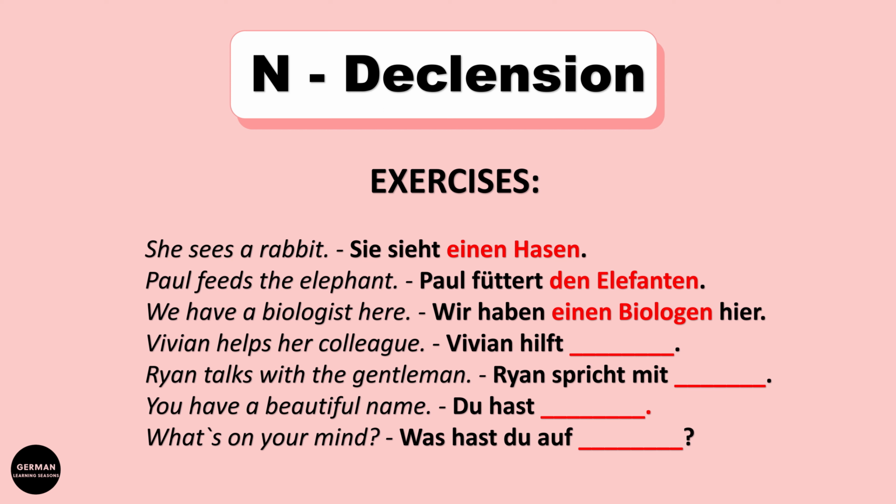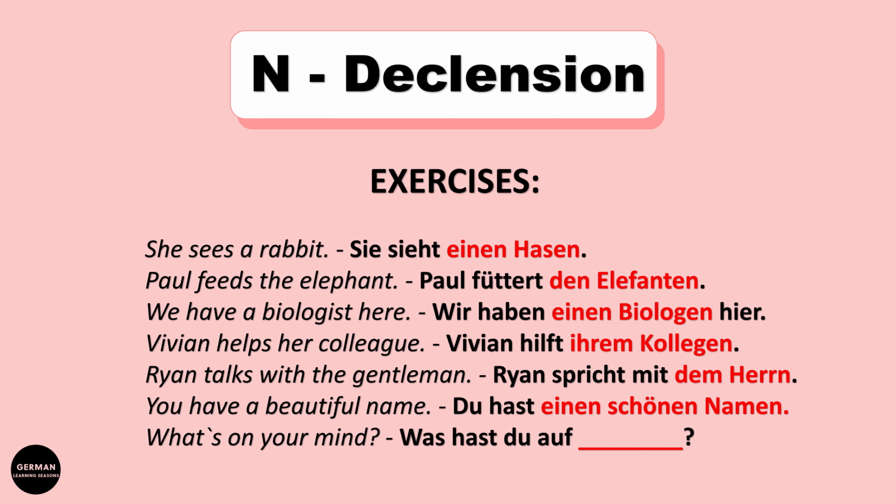Next one. Vivian helps her colleague. Vivian hilft ihrem Kollegen. Right, Vivian hilft ihrem Kollegen. Next one. Ryan talks with the gentleman. Here use the word Herr. So this would be Ryan spricht mit dem Herrn. Right. Ryan spricht mit dem Herrn. Next one. You have a beautiful name. Du hast einen schönen Namen. Right. Du hast einen schönen Namen. You have a beautiful name.